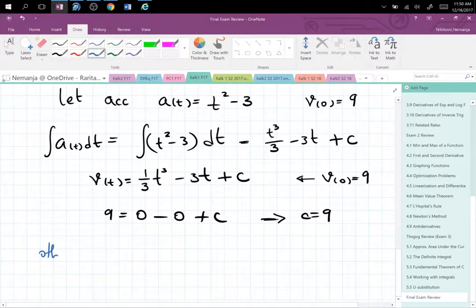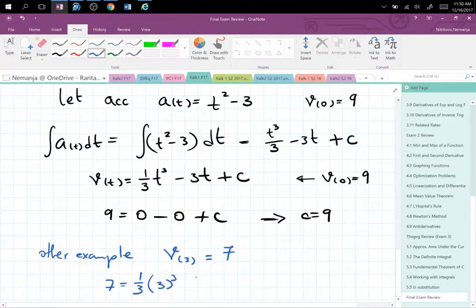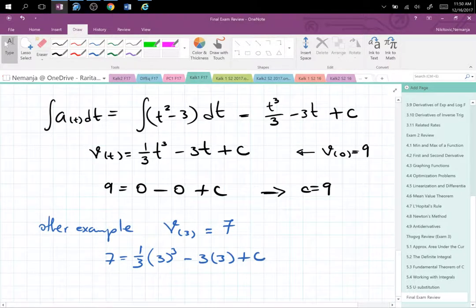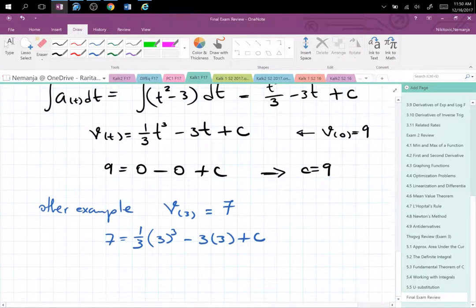Another example, say velocity of 3 is equal to 7. I don't care. Then in that case you would have 7 is equal to 1/3 times 3 cubed minus 3 times 3 plus c. So you plug in whatever time is given to you. In this case, time is 3. You plug that in for each t, and your v is equal to 7.